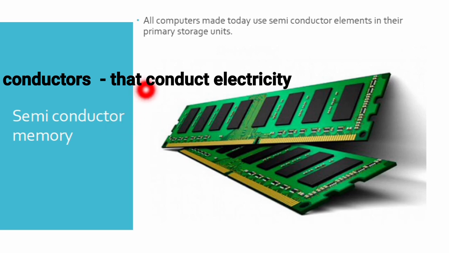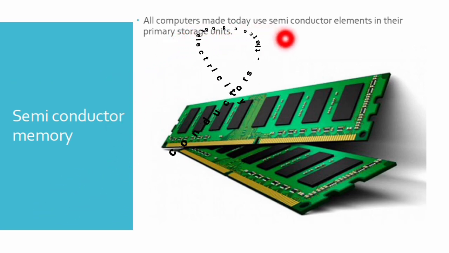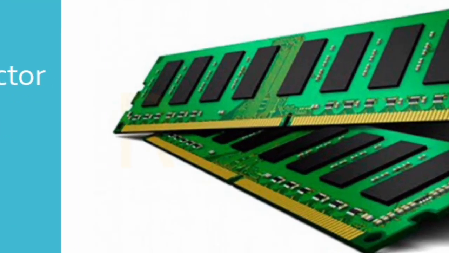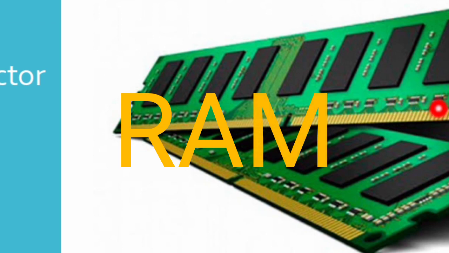Semiconductor memory. All computers made today use semiconductor elements in their primary storage units. Primary storage units are RAM and ROM. Actually, RAM is a primary memory, and it is made up of semiconductor elements.